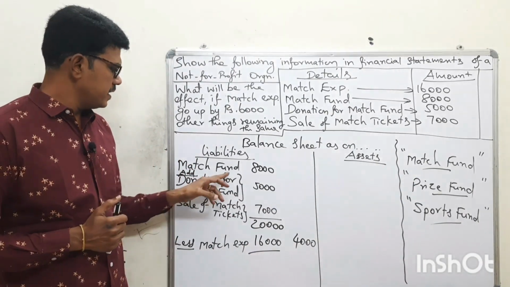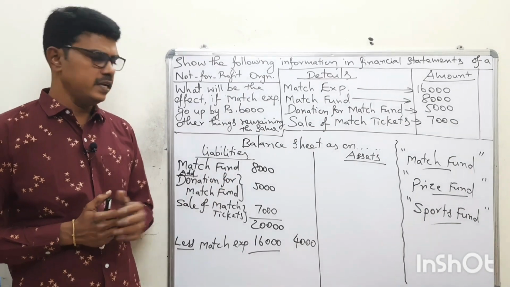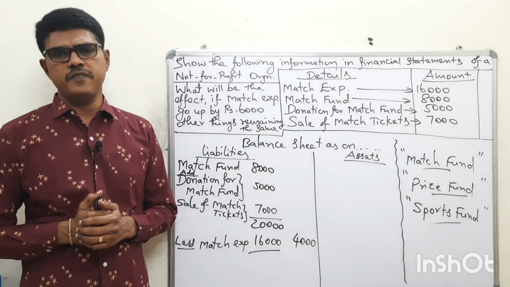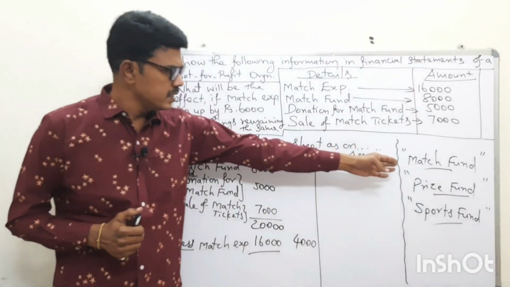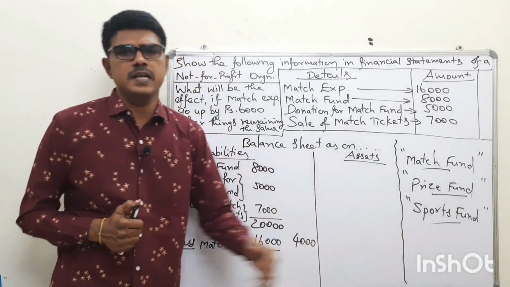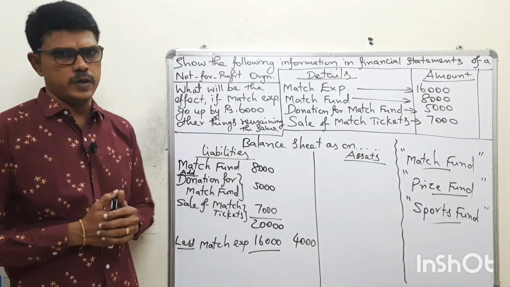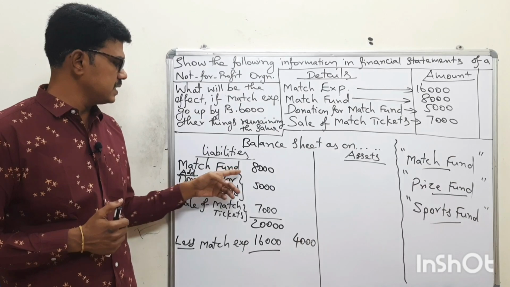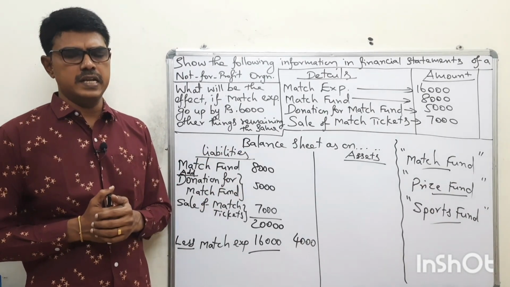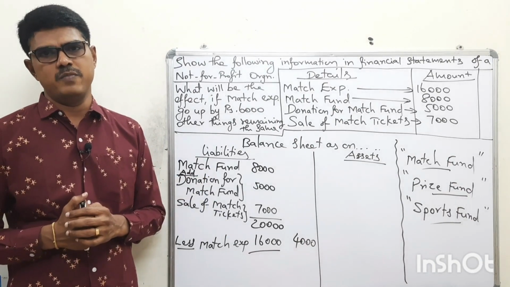Why do we call a fund a liability, right? There is a specific purpose. Funds are created for specific purposes. It may be match fund or prize fund, sports fund or scholarship fund. There is a specific purpose. There arises an obligation or responsibility to the organization, right? That is why it is called a liability.